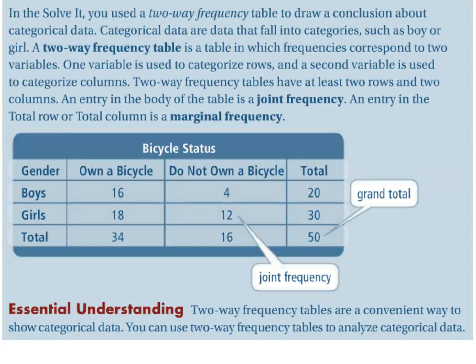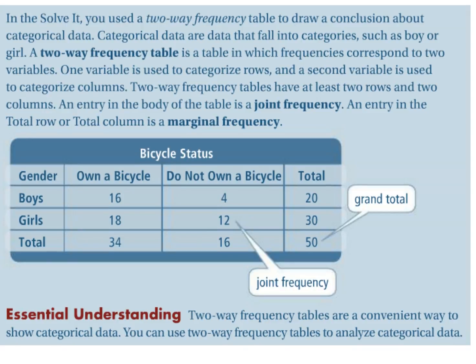Today we're going to learn about two-way frequency tables. Below is a two-way frequency table, a table in which frequencies correspond to two variables. One variable is used to categorize the rows, where the second variable is there to categorize the columns. So the rows and the columns.